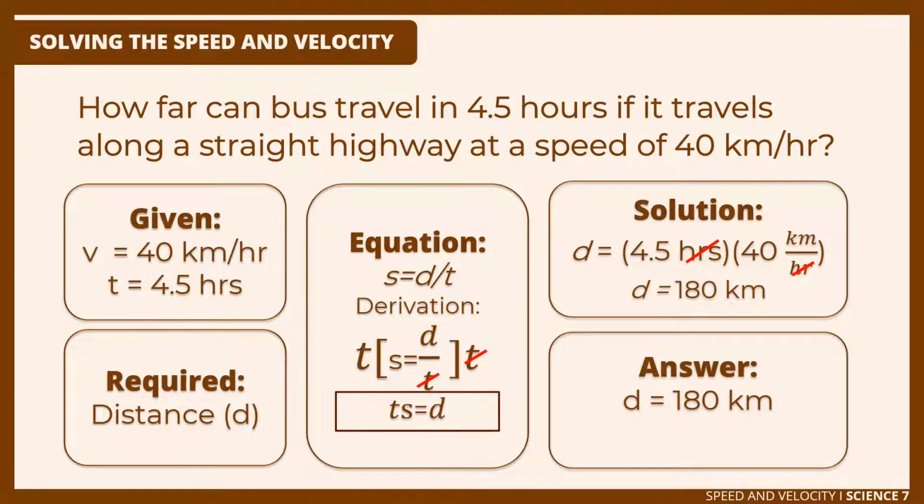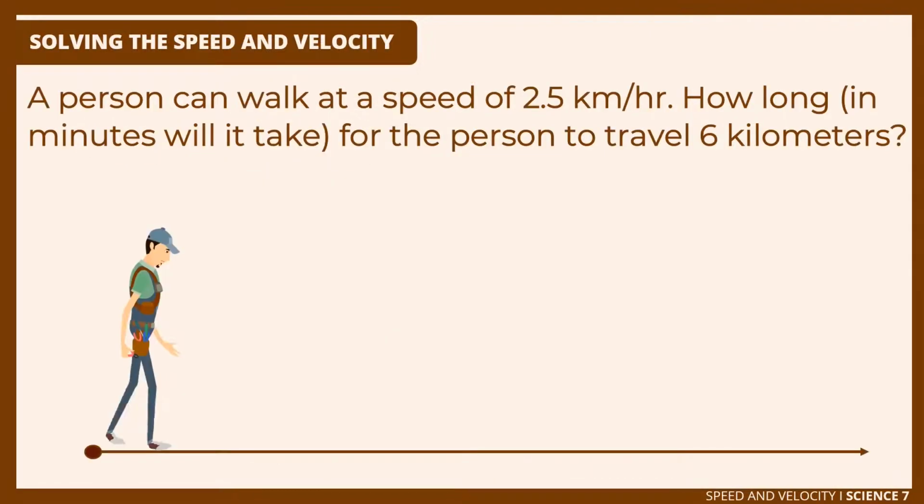So, the distance covered by the bus after traveling for 4.5 hours with a speed of 40 kilometers per hour is 180 kilometers. If displacement, it is still 180 kilometers, but it is denoted by d with an arrow symbol above it. Let us solve and analyze this another problem.